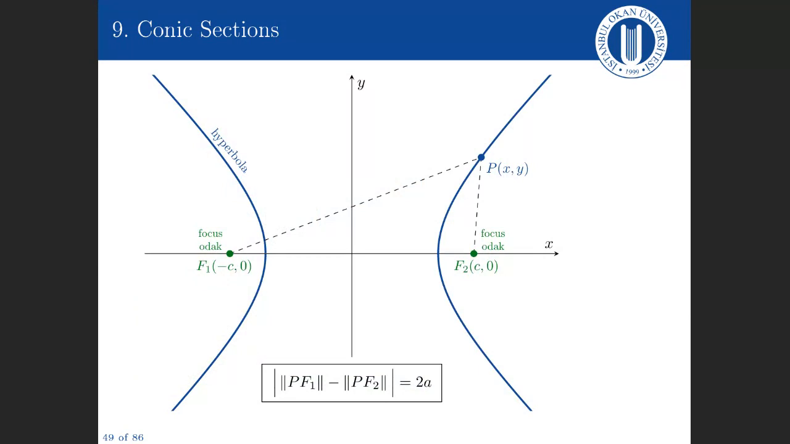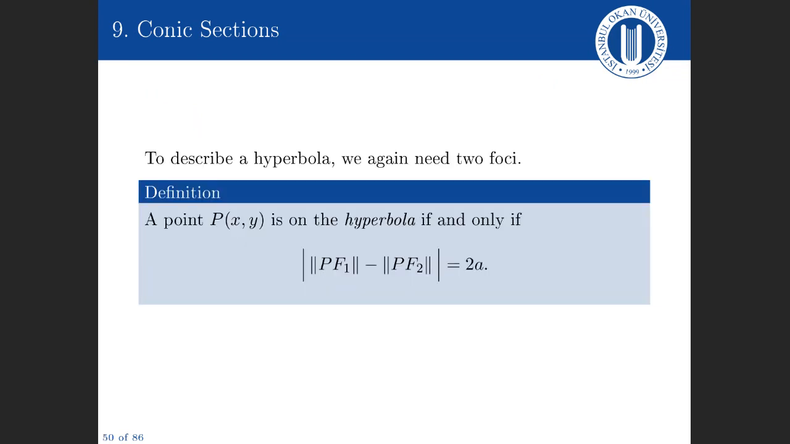For hyperbolas, again, we need two foci. But now the rule is slightly different. Instead of saying that the sum of these two distances must be a constant, now we are insisting that the difference between these two distances is equal to a constant. Because we don't know which one of these is going to be bigger, depending on if we're on the left curve or the right part, we need to add absolute value signs here. So formally, a point x, y is on the hyperbola if and only if the difference between the distance from P to F1 and the distance from P to F2 is always a constant.